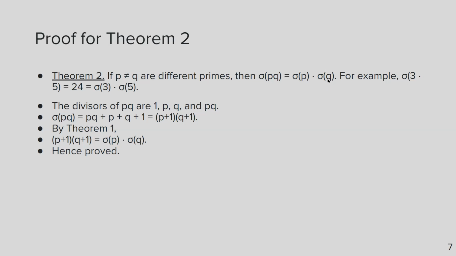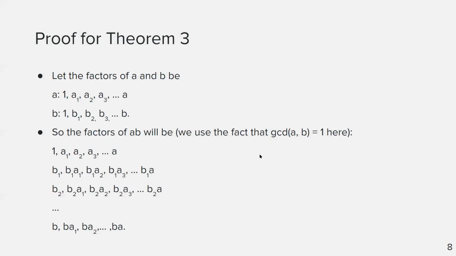Theorem 2: if P and Q are different primes, then sigma of PQ is equal to sigma of P times sigma of Q. The divisors of PQ are 1, P, Q, and PQ. Since P and Q are primes, there are no other divisors of PQ. So sigma of PQ is equal to PQ plus P plus Q plus 1, which is equal to P plus 1 times Q plus 1. And by Theorem 1, P plus 1 times Q plus 1 is equal to sigma of P times sigma of Q. Hence proved.